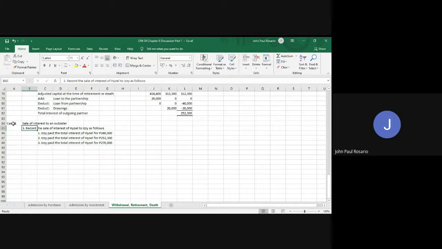So what is the journal entry for this? Okay. Guys, no matter what, whether the paid amount is less than or greater than, the entry will be the same. It's just a transfer of Hazel's capital. So Hazel's capital to Easy's capital of the amount determined herein. So if her capital interest is 252,300, that is what you transfer to Easy. As easy as that.